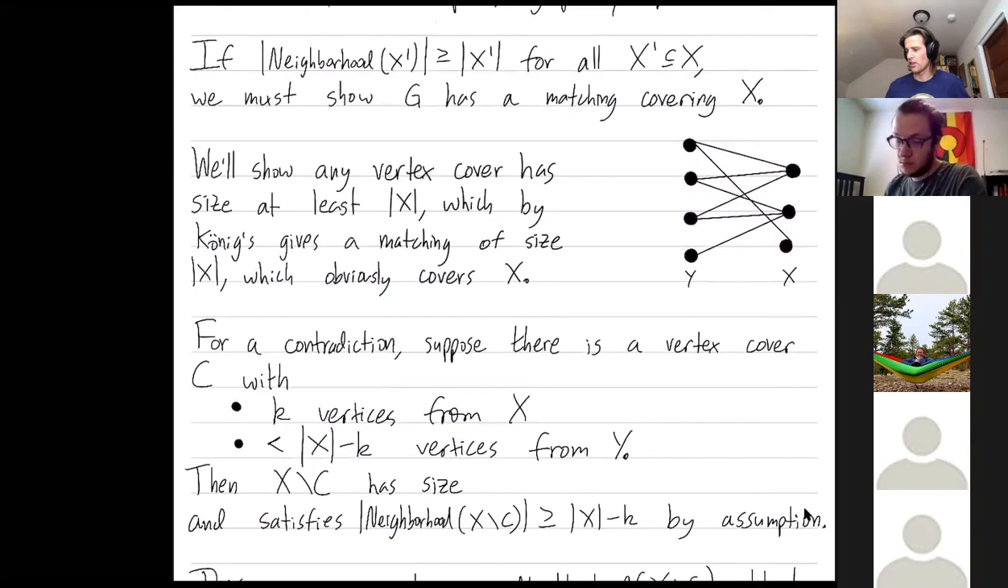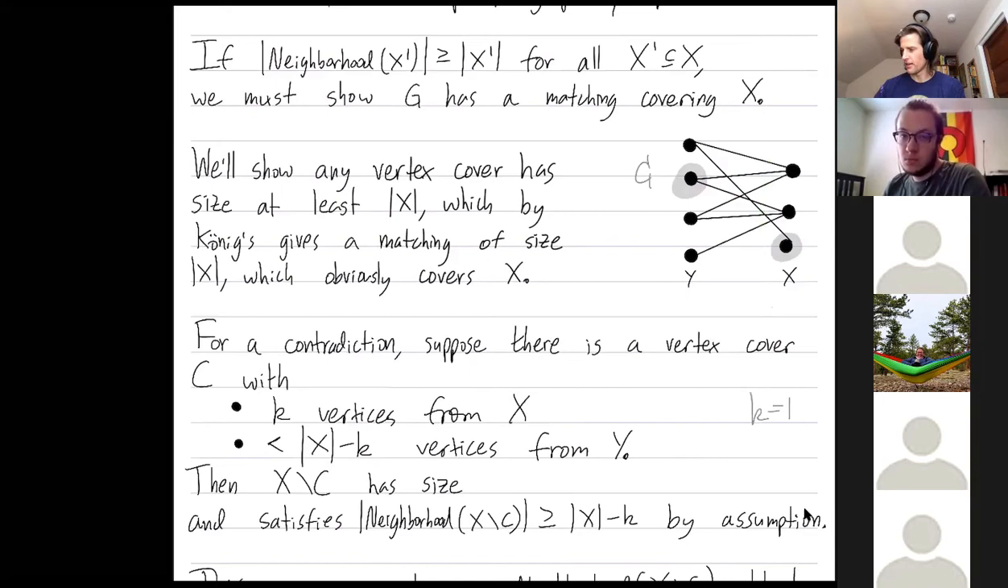For a contradiction, pretend we have a vertex cover C. So C is the set of vertices in our cover with fewer than 3 vertices. Okay, so maybe I'll pretend this was a vertex cover C. It's not, right? Not all of the edges are covered, I only cover a couple of the edges, but just so I can illustrate the proof. Pretend you had a vertex cover with fewer vertices than the size of X, which here is 3. We're going to let K be the number of vertices in our cover which are on the X side. So K is equal to 1 in this picture.